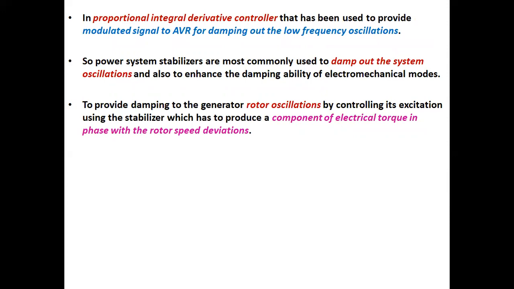So, power system stabilizers are most commonly used to damp out the system oscillations and also to enhance the damping ability of electromechanical modes. To provide damping to the generator rotor oscillations by controlling its excitation using the stabilizer, which has to produce a component of electrical torque in phase with the rotor speed deviations.